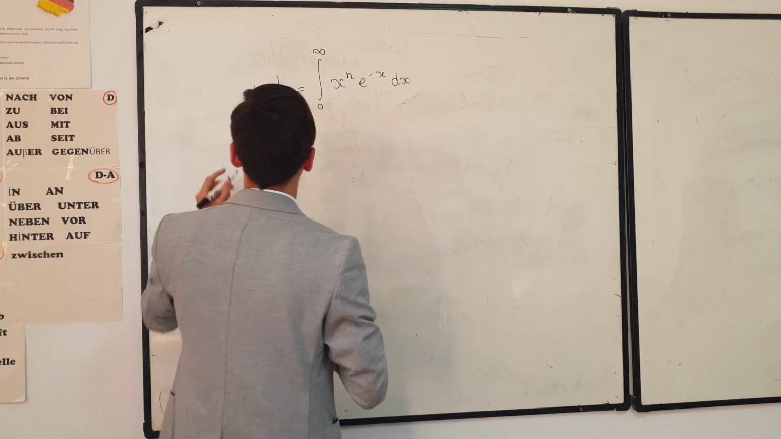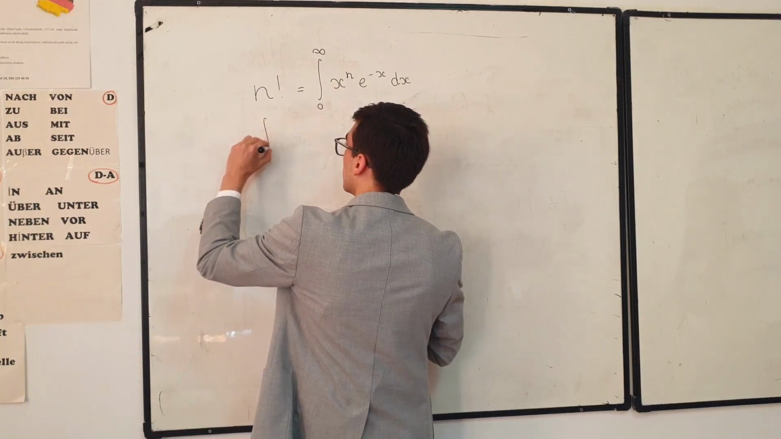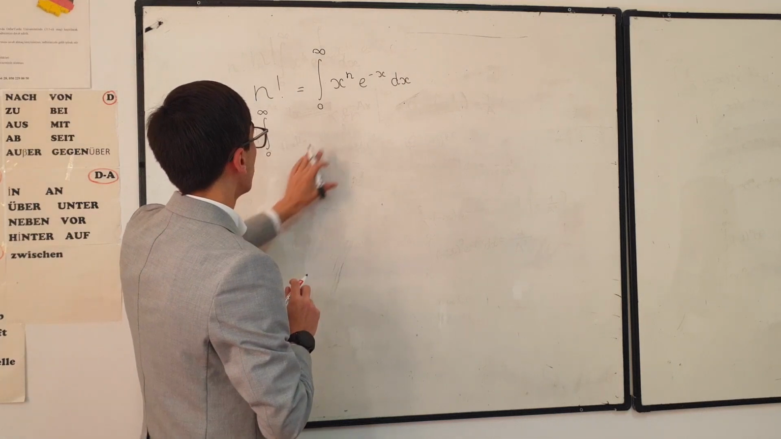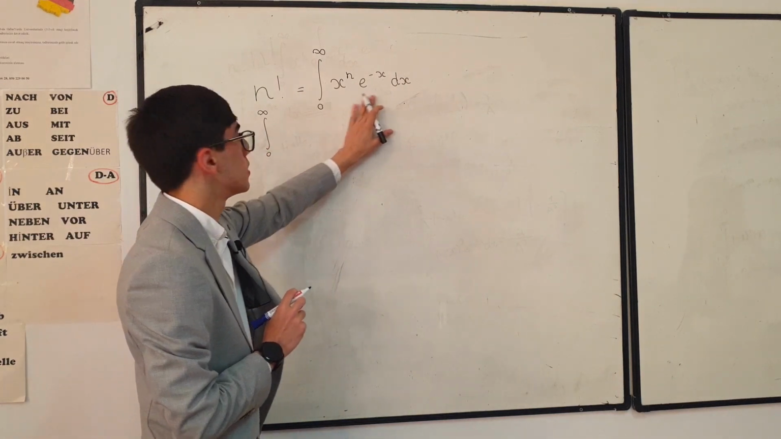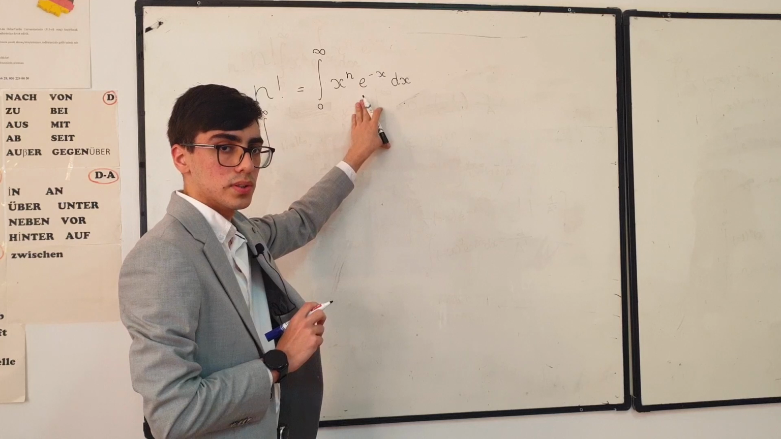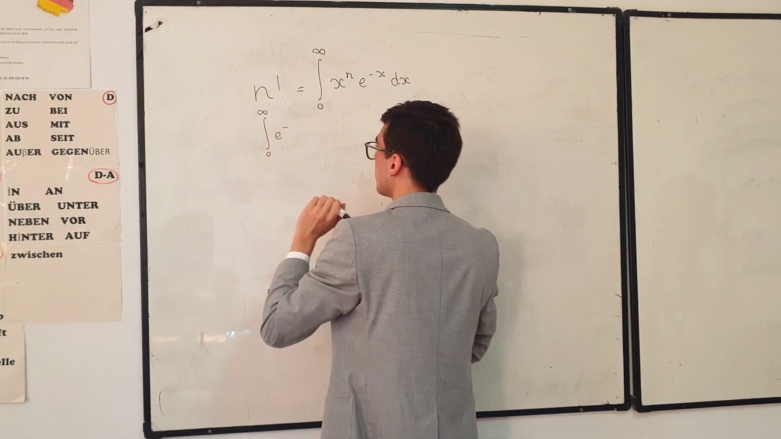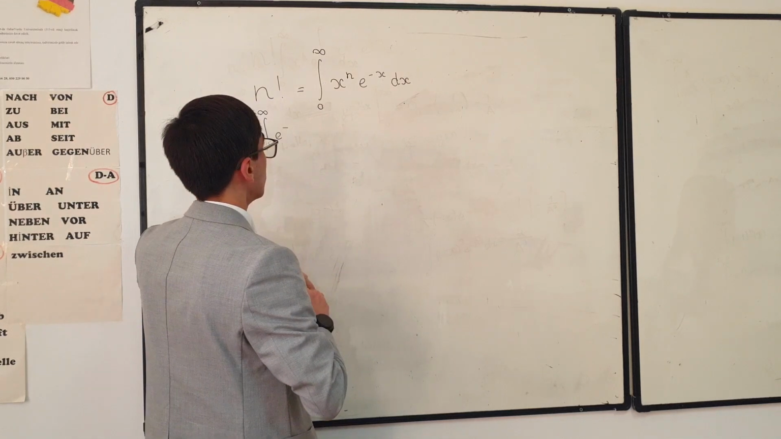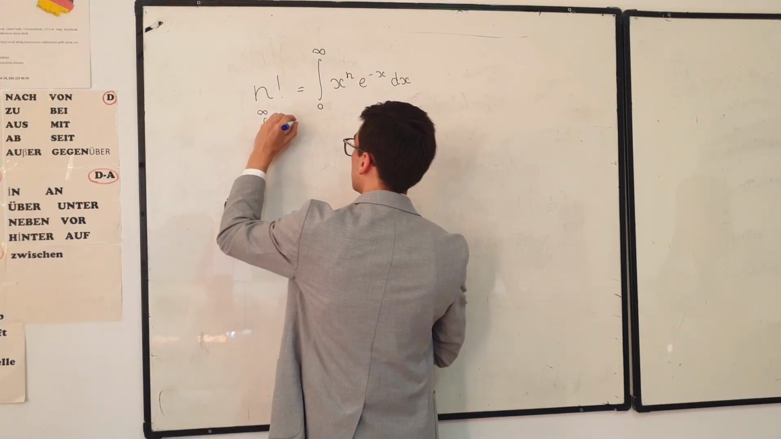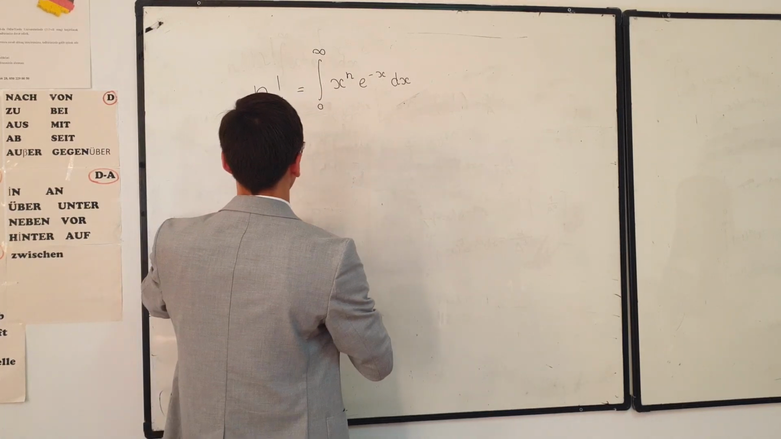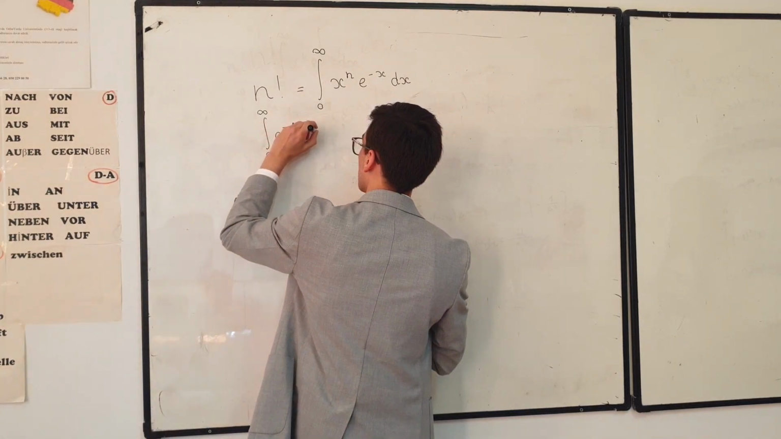The integral I'll start with will be from 0 to infinity. I will leave out the polynomial term and write only the exponential term, so it will be e to the power of negative, not x, but x with some coefficient a in front of it, negative ax, dx.